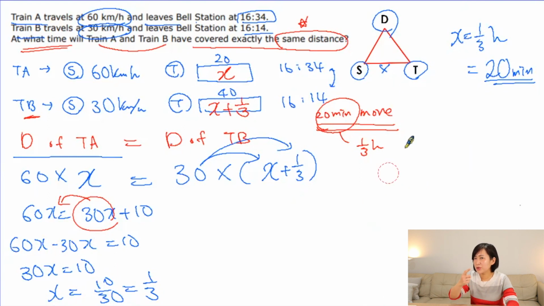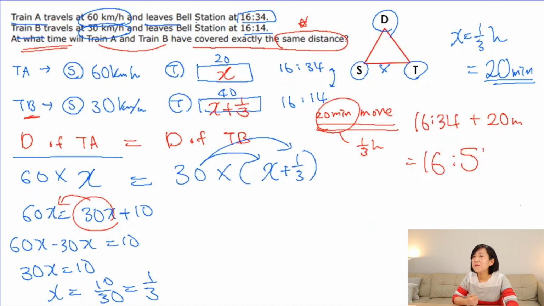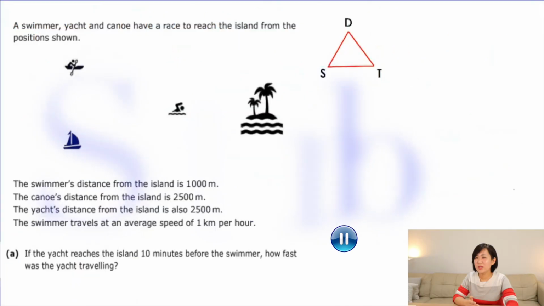So you can choose train A or B, it doesn't matter. So let's talk about train A. Train A departed 16:34. Then traveling time is 20 minutes. That gives you, after the 20-minute traveling, 16:54 is the time they meet. They cover the same distance.